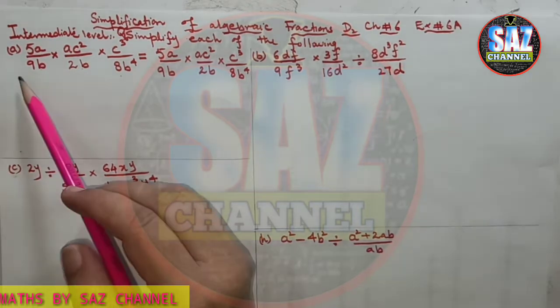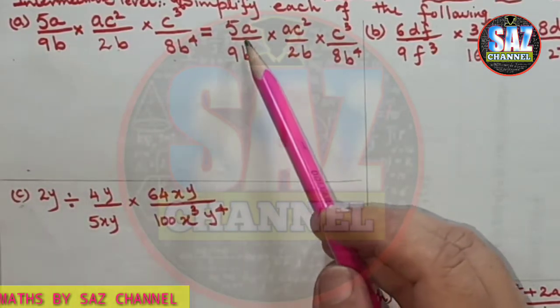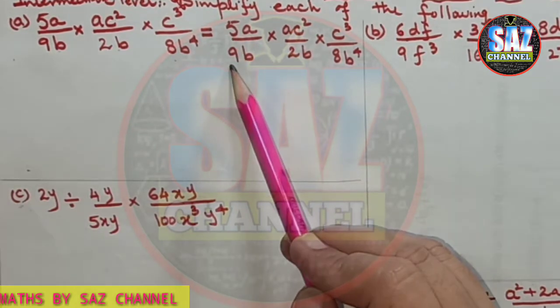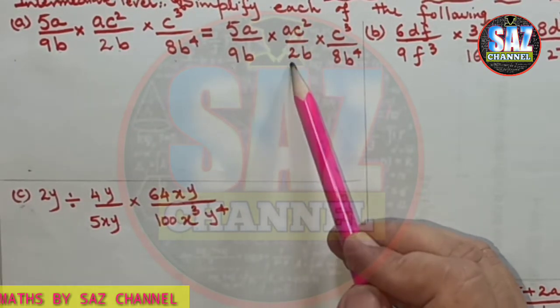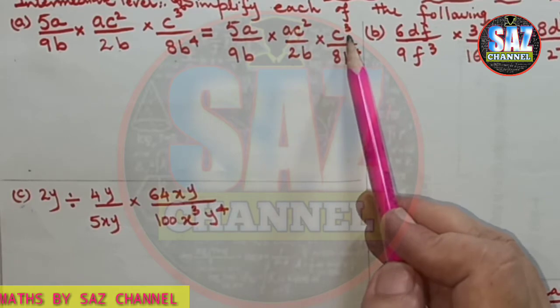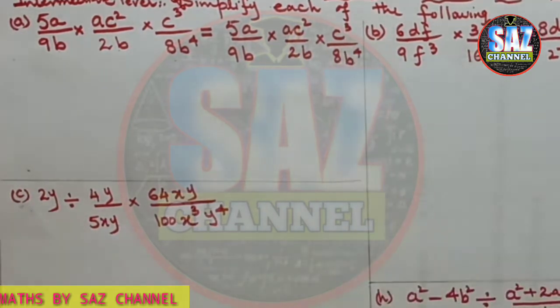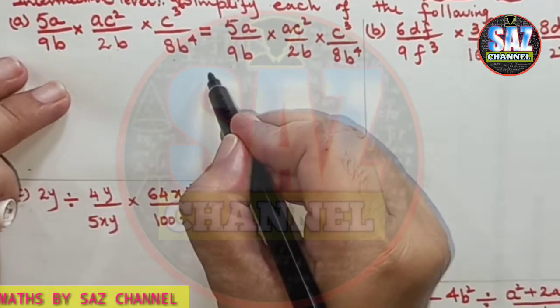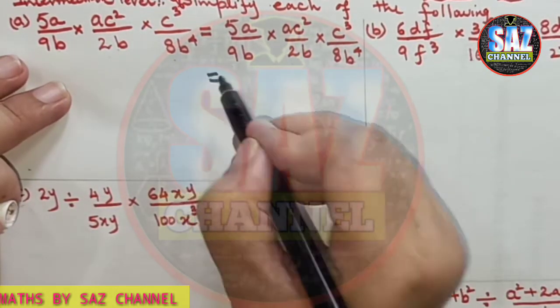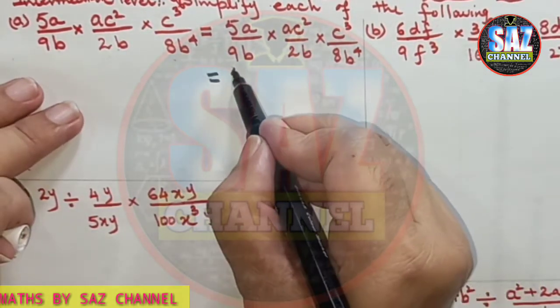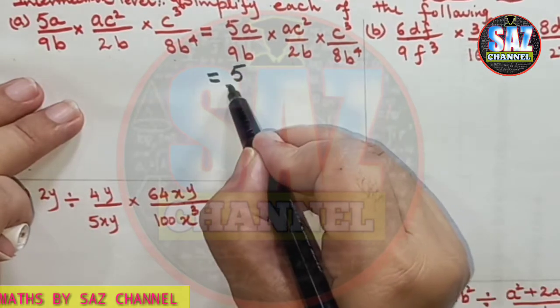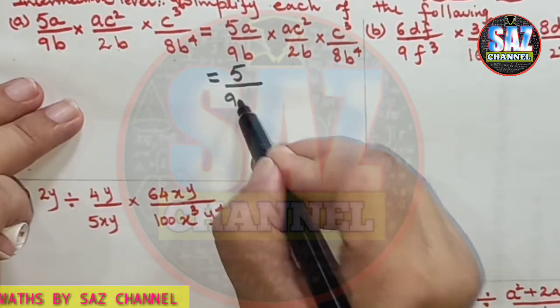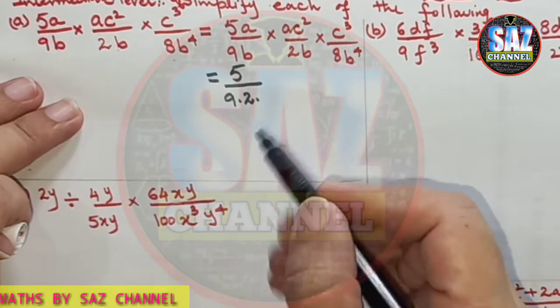Let's move to the first part of the question. The first part is 5a upon 9b multiplied by ac square upon 2b multiplied by c cube upon 8b^4. It's always good to write the constant coefficients in the beginning. So I will write 5 upon 9 multiplied by 2 (the dot stands for multiplication) multiplied by 8.